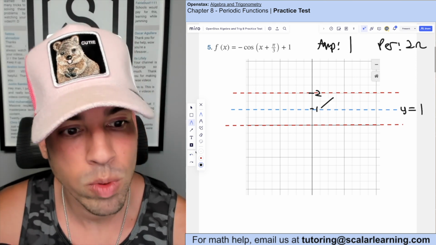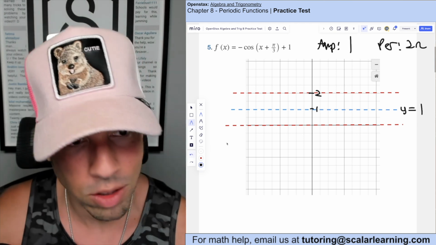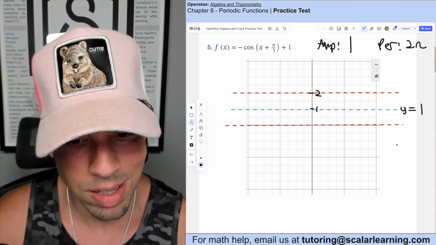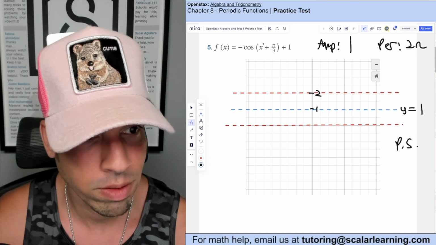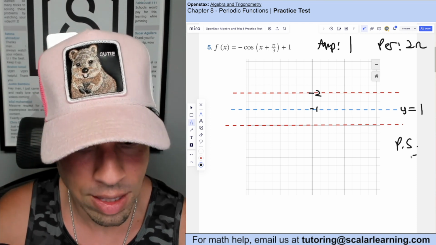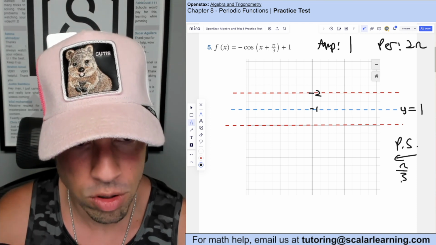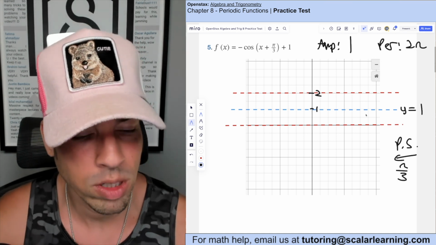And now we can deal with this pi thirds. What is a pi thirds? When it's plus the x like that inside the argument, that's a phase shift. And since it's plus, it's actually going to the left by pi thirds, all right? So we have a period of 2 pi, and then we're going to the left by pi thirds.